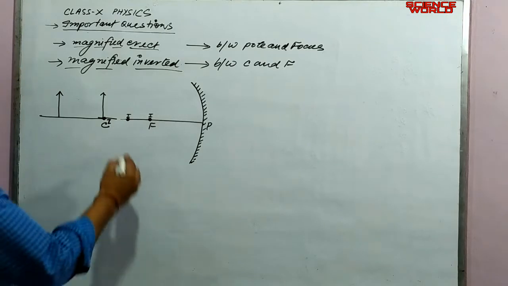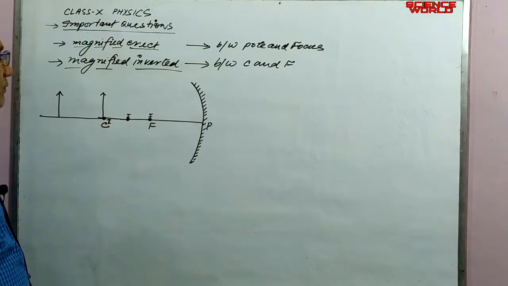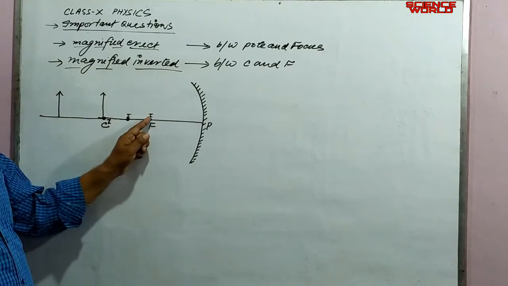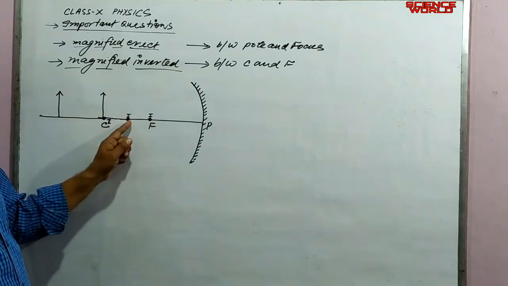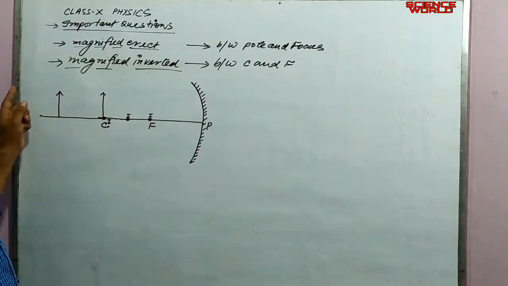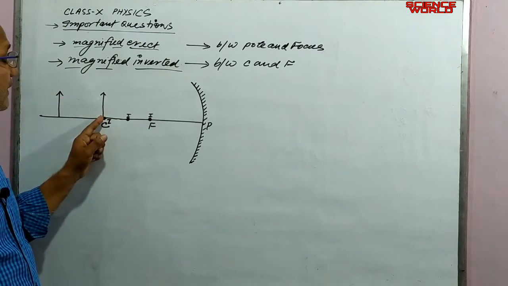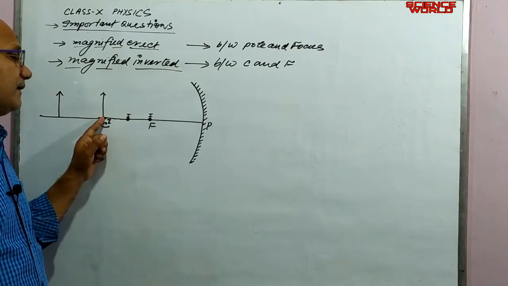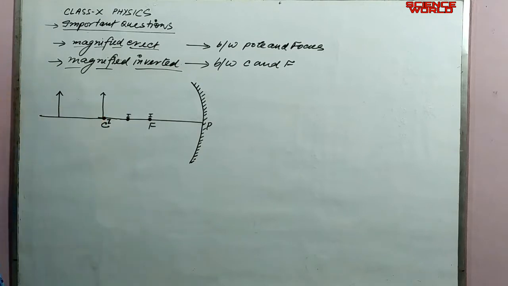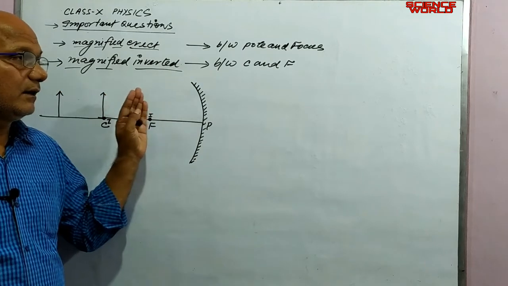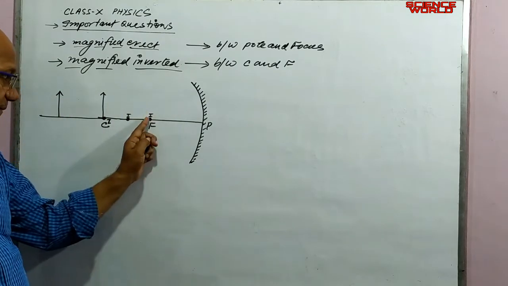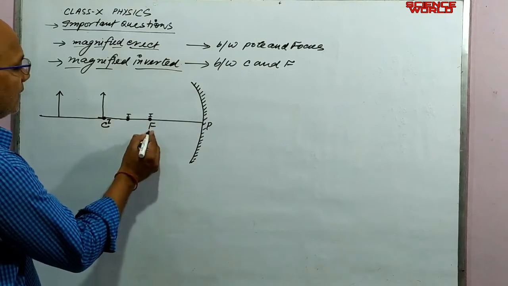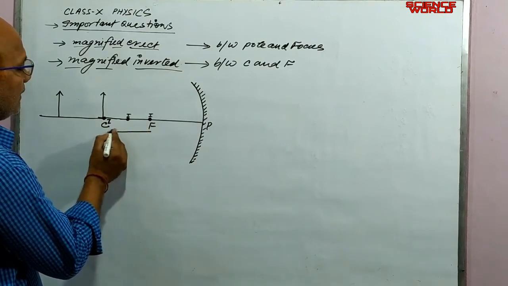Now, what can you observe? When object is at infinity, the image is at focus. When object is beyond C, the image is between C and F, and when the object is at center of curvature, the image is at center of curvature. It means when object is moving or shifting toward the mirror, the image is moving away. You can see the image is moving away.